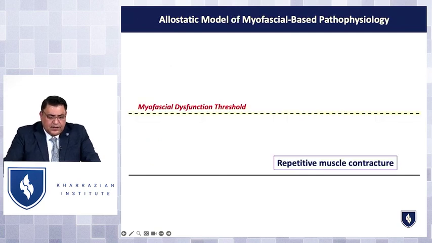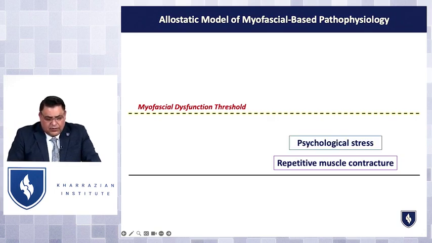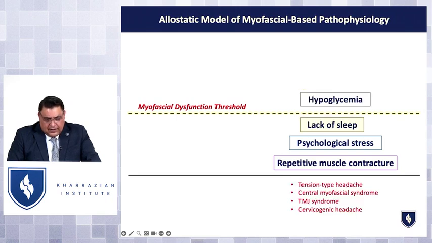Now with these tension type headaches that cause this myofascial contracture vicious cycle, it's an allostatic model where multiple variables start to add up to each other until they break a threshold, which then causes a headache. So for example, if someone just had lack of sleep, that might not be enough.